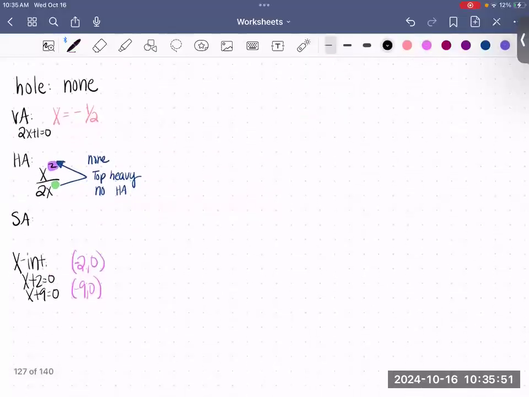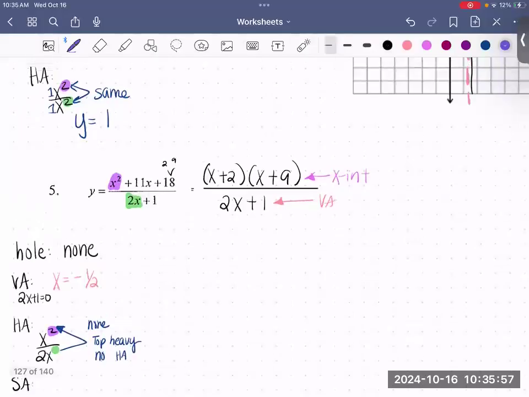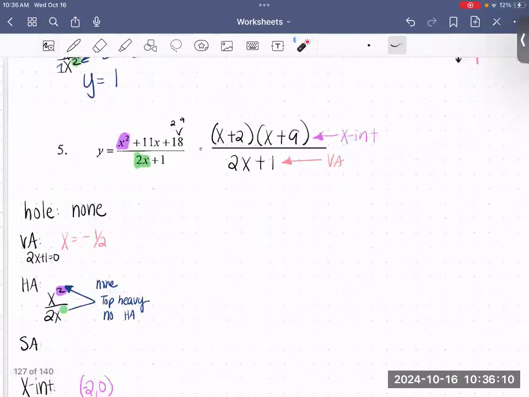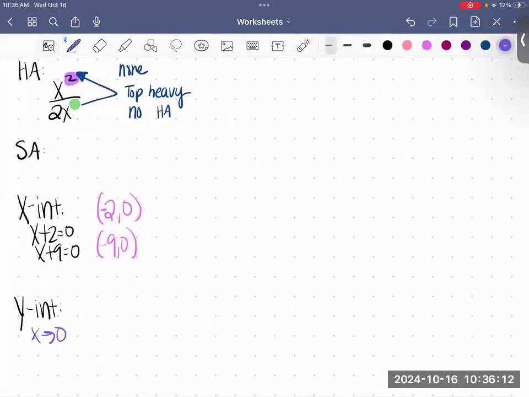Let's find your y-intercept here. We do this by setting x equal to 0. So plugging in a 0 for the x values, we're left with 2 times 9, so that's 18 over 1, or we can zero out all of these. So again, 18 over 1. So very big y-intercept at 0 and 18.